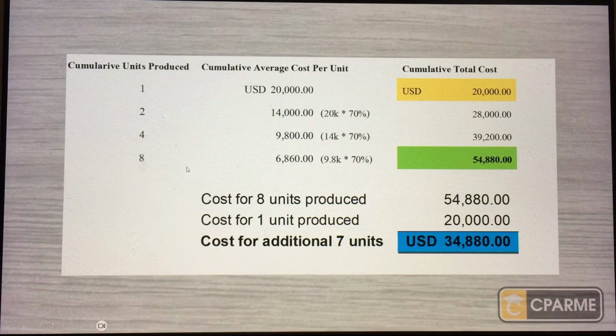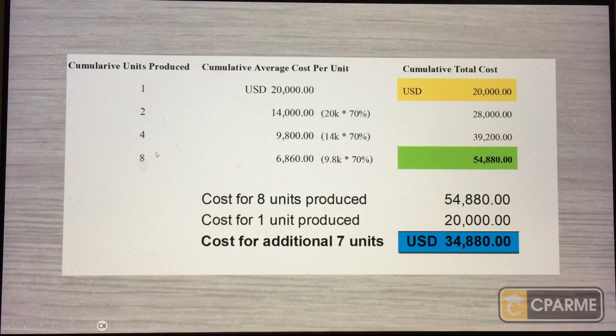If the question, guys, is how much is the total cost between 4 to 6 units, then we use 54,880 less 39,200, which is the total cost of the 5th, 6th, 7th, and 8th units. But if the question is how much will be the cost per unit between 4 to 8, then it is 54,880 less 39,200, then divided by 4. And you could get the cost per unit between 4 to 8 units produced.